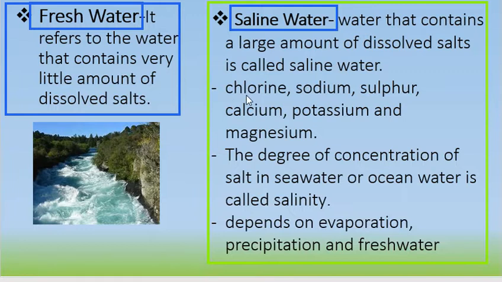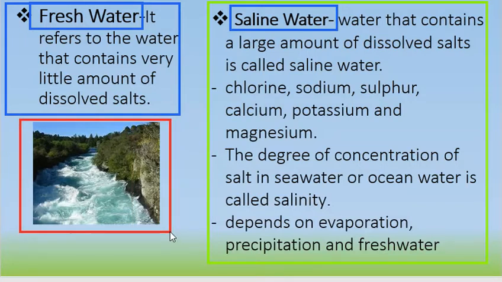For example, chlorine, sodium, sulfur, calcium, potassium and magnesium. The degree of concentration of salt in sea water or ocean water is called salinity. It depends on evaporation, precipitation and fresh water. The same thing you know very well, fresh water is also found in rivers and ponds.